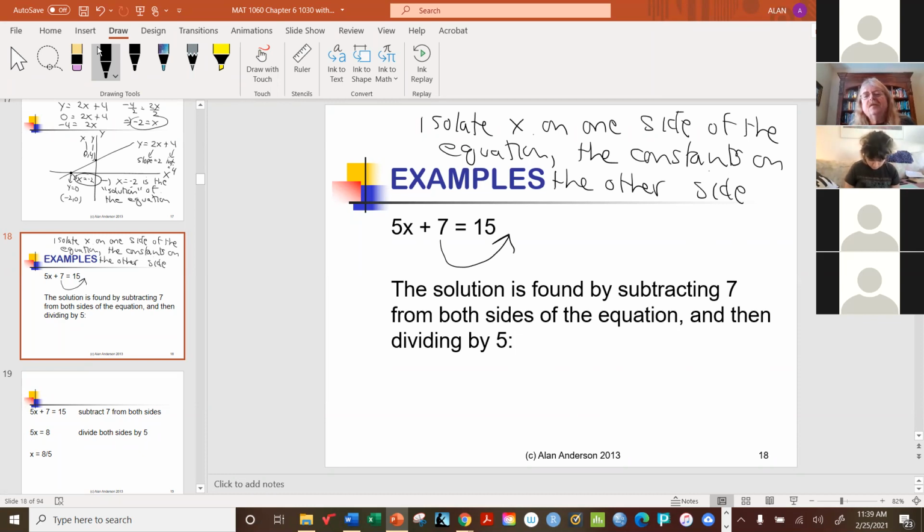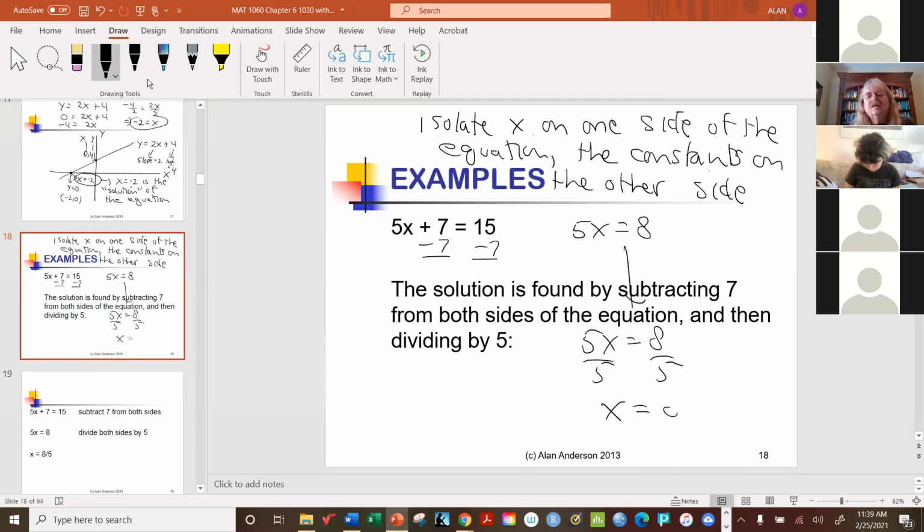Since this is a positive number, of course, that means we have to subtract. So let's see how that looks. That gives us 5x equals 8. And now what do we do? We don't need to know the value of 5x. We want x. So now the next thing we would do is simply divide out that 5 from both sides. And what do you know? We have our answer.